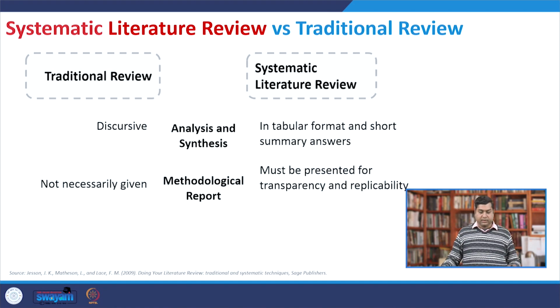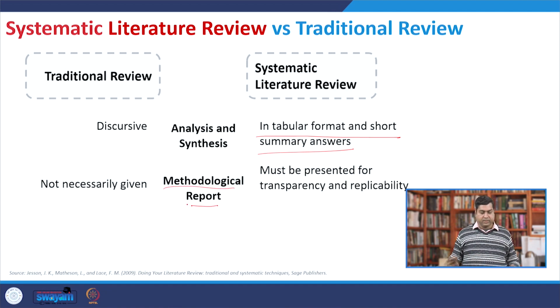Now, the other type, analysis and synthesis. For the traditional review, it is descriptive in nature. It is just giving a kind of gist of the findings of the reading. But in systematic literature review, as I already mentioned, it will give you a tabular format and a short summary of the answers. So for each paper, what are the factors that have been considered and what is the methodology that has been considered. Those kinds of things are tabulated in a nice format.